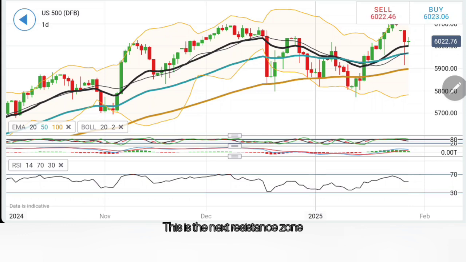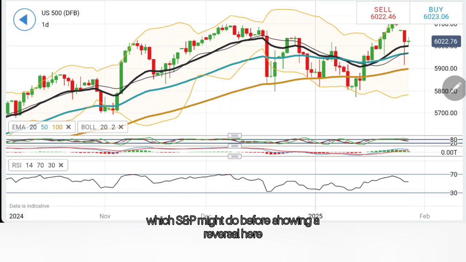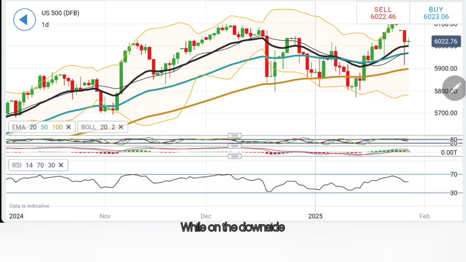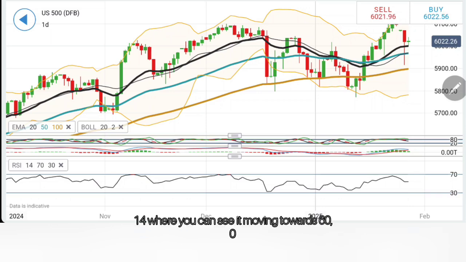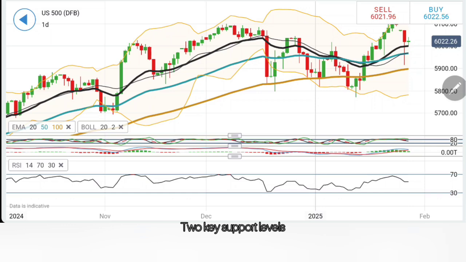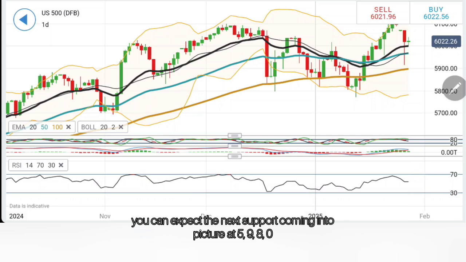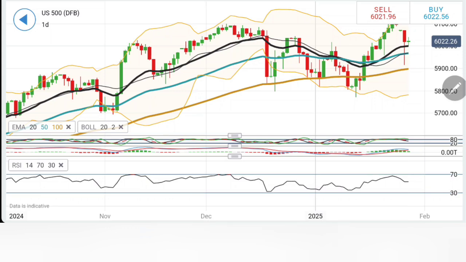This is the next resistance zone, and this is the gap filling exercise which S&P might do before showing a reversal here. While on the downside, a selling entry can be taken at 60.14, where you can see it moving towards 60.08 and 6,000. Two key support levels, and I will say 5995 is the zone you should watch out for. If it trades below this, you can expect the next support coming into the picture at 5980, and if 5980 is taken, there is no other option for us but to stay short.